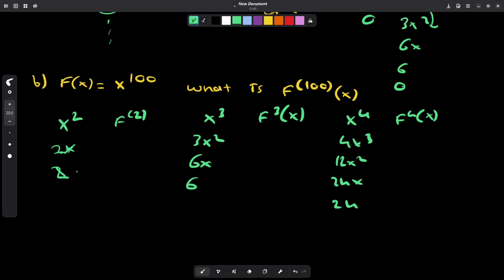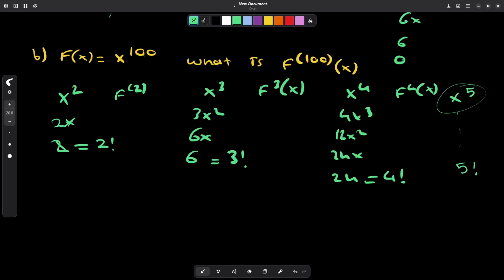I need to realize something again. This is equal to 2 factorial. This is equal to 3 factorial. This is equal to 4 factorial. If you don't believe me, try to expand these and try x to the fifth power as well. See it by yourself. It will also be equal to fifth factorial at the fifth derivative. So therefore, 100th derivative of x to the 100 will be equal to 100 factorial.